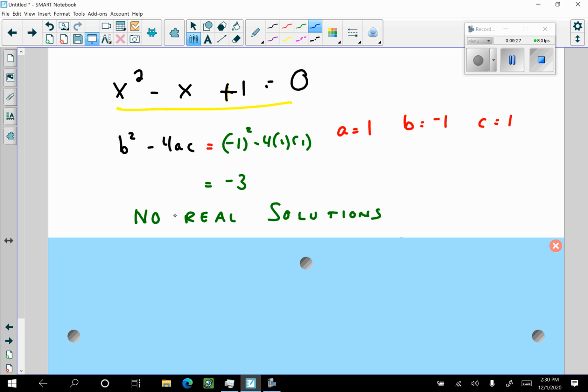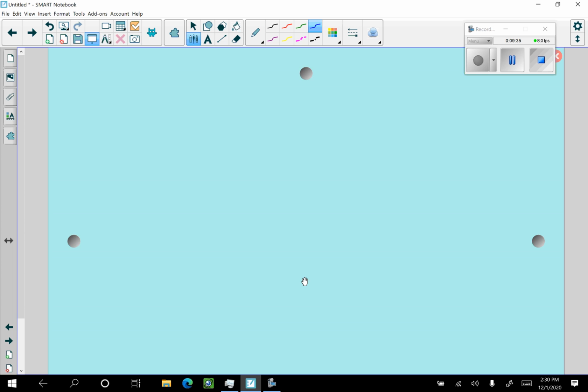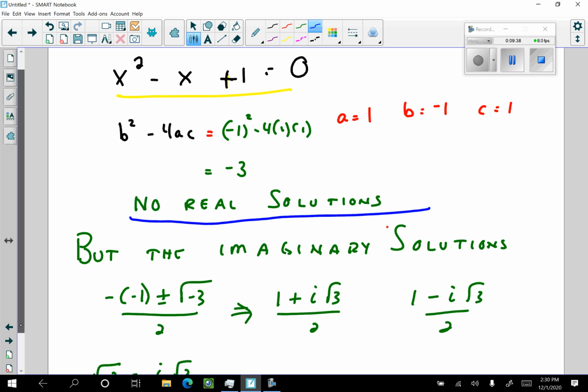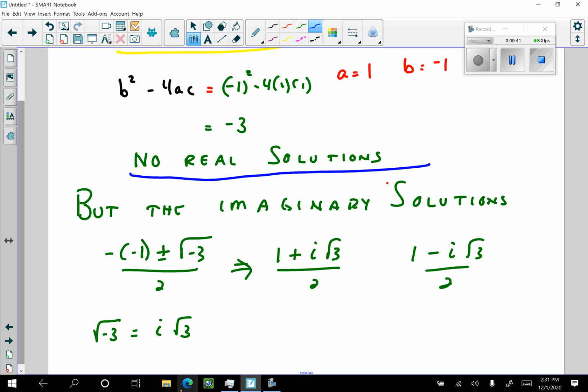Therefore, the solutions to this equation, and what do I know? There are no real solutions, but there are imaginary solutions. And what are those imaginary solutions? Right here they are. Negative b plus or minus the square root of -3. Square root of -3, friends. All I'm doing is writing that as i square root of 3, so it's going to be -(-1), which is 1, plus i square root of 3 divided by 2a, and 1 minus i square root of 3 divided by 2.